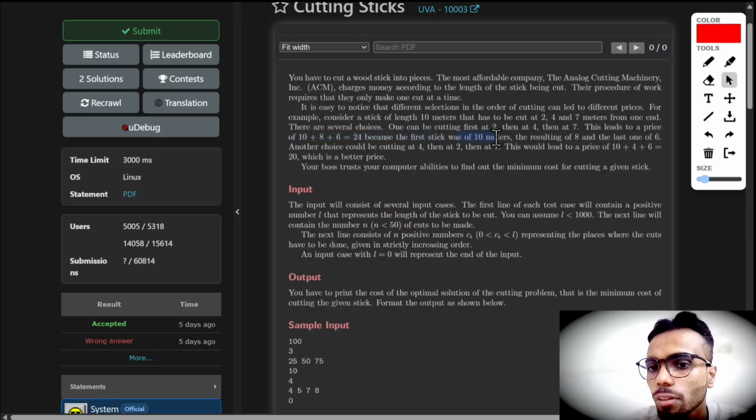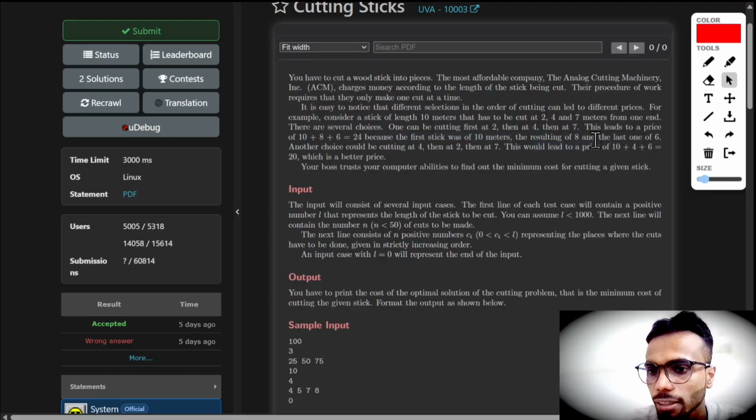Okay, because the first stick is of 10 meter, the resulting is of 8, and the last one is of 6. So what it verifies is that the charge of money will be according to the length of stick being cut. So here the first is of 10 meter, so I get charged 10. So basically the cost of cutting will be your current length. Like it charges money according to the length of stick being cut. So whatever the length is before the cut is performed, that will be the cost to cut the stick.